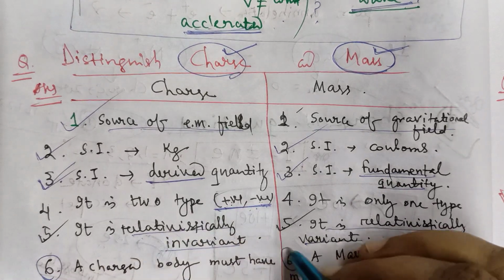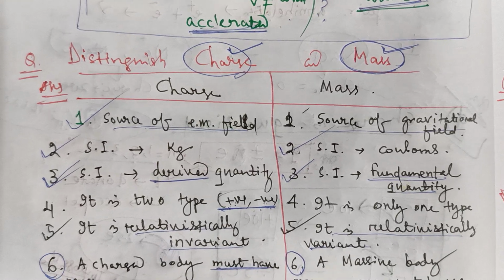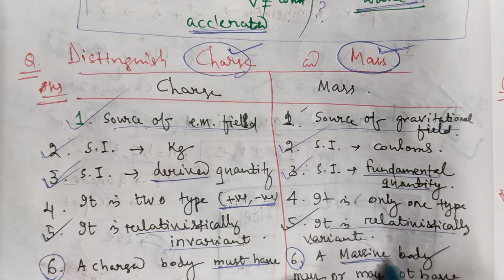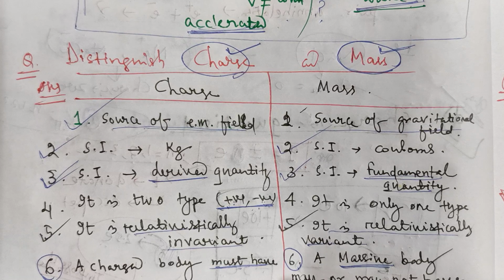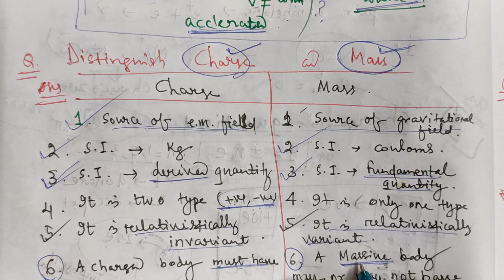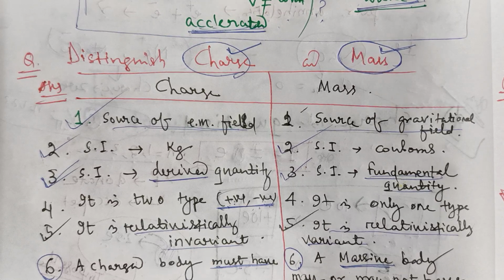Another important property is also there. A charged body must have mass. Charged body means what? Electron is the charge, and electron has mass. So a charged body has some number of electrons, that means it must have mass. But a massive body may or may not have charge. Why is this written as may or may not? If it is a neutral massive body, it has no charge. So a massive body may be charged or may not be charged.